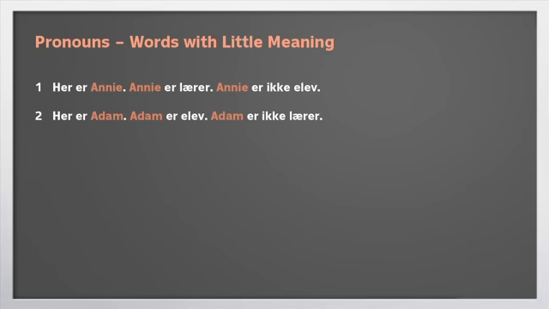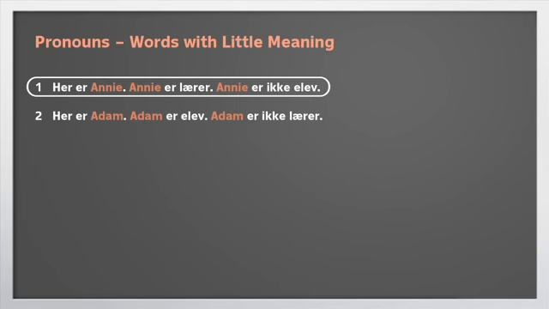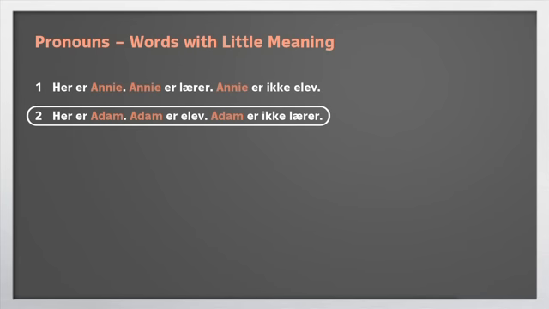Therefore, you wouldn't say, Her er Annie. Annie er lærer. Annie er ikke elev. Her er Adam. Adam er elev. Adam er ikke lærer.